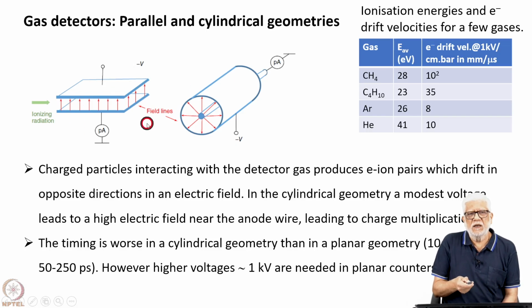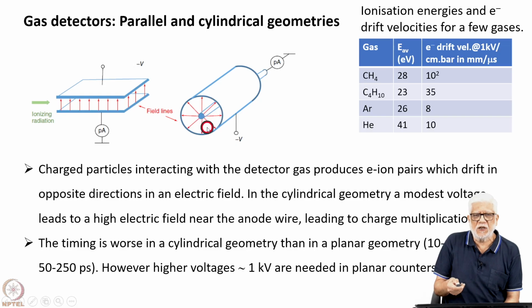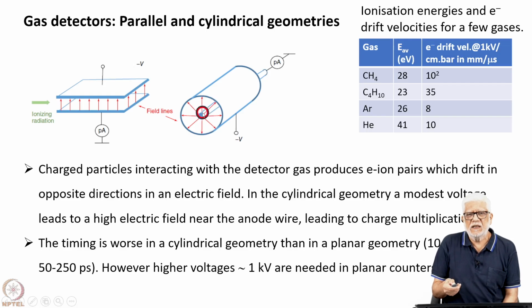On the other hand, you also have the cylindrical geometry where you place a wire at the center of a cylindrical chamber. You apply voltage between the cathode and the anode. Electrons drift towards the anode, but as they come closer and closer, the electric field increases, because the electric field goes like 1/r in a cylindrical geometry. Then there is multiplication near the anode wire, and you have gain, which can be of the order of 10^3, 10^4 if you are operating in the proportional regime.